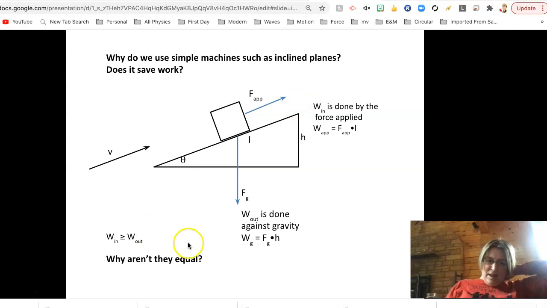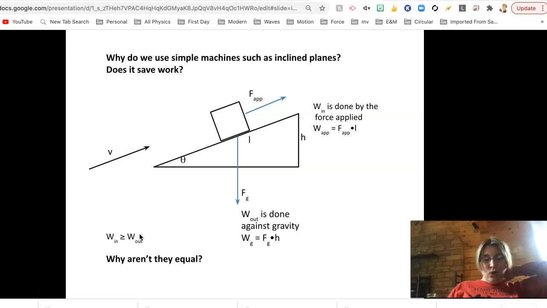Okay. Now, in a perfect world, these might be equal, right? If there was absolutely no friction, then I would expect the work in to be exactly equal to the work out. But because there probably is friction, it will probably take a little bit more work to move something up a ramp than it does to simply lift it because there's more friction. So the work out is going to either be equal if there's no friction, or it's going to be a little bit less than the work you're putting in.